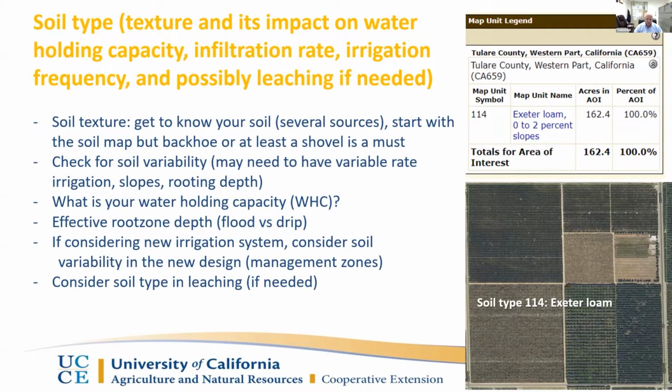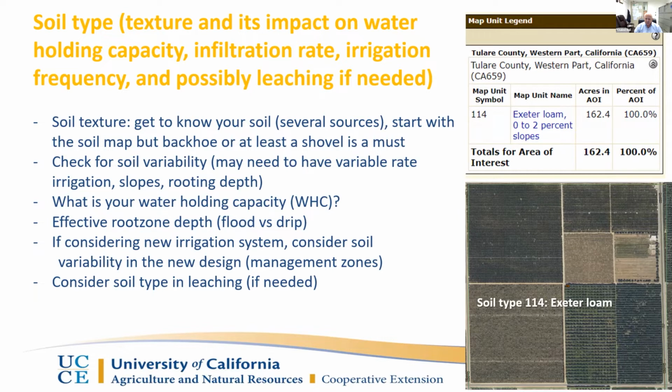We want to check for variability. If I'm farming 10 acres or 20 acres, do I have one soil type or do I have more than one soil type? That will make a difference on how often I irrigate, whether I'm going to have one zone for the entire field or whether I'm going to have 2 zones. Water holding capacity, which is directly related to the soil texture, as we will see later on.